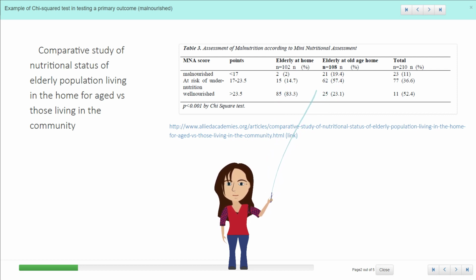And I've worded that a little bit differently in the description for some reason. I've said in the home versus in the community. Oh, that's not good for my arm. Put that back down again.